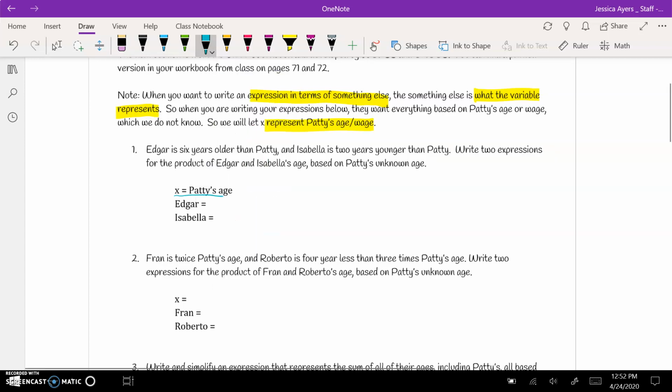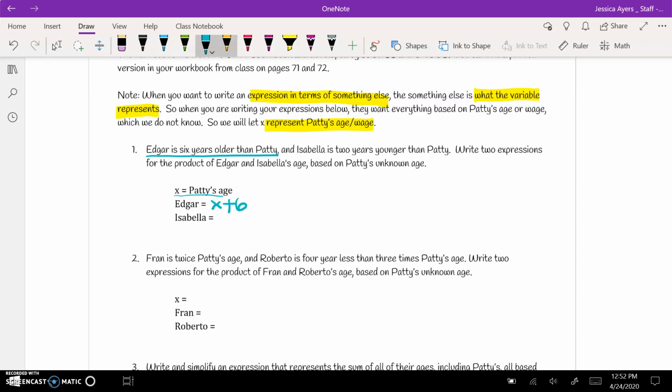Now you're going to say, all right, so Edgar compared to Patty. So it said Edgar is 6 years older than Patty. So that means that if we knew how old Patty was, we would add 6 to get Edgar's age. So Edgar is whatever Patty is, X, plus 6.